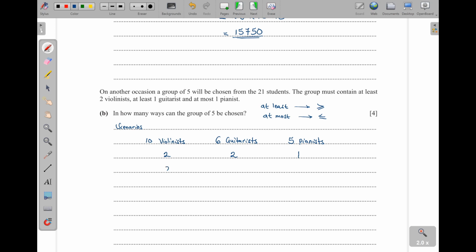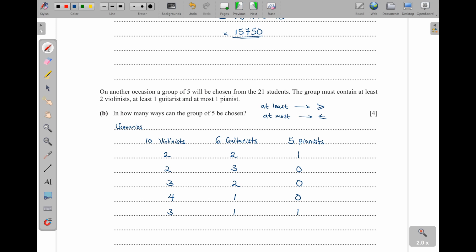I can have 2, I can have 3, I can have 0. I can have 3 here, and then I can have 2 here, then 0 here. Okay, I can have 4 here, then 1 guitarist, and then 0 here. Remember, my totals have to give me 5. Then I can have 3, then 1, and 1. Okay, and I think those are the only ones that we can have.